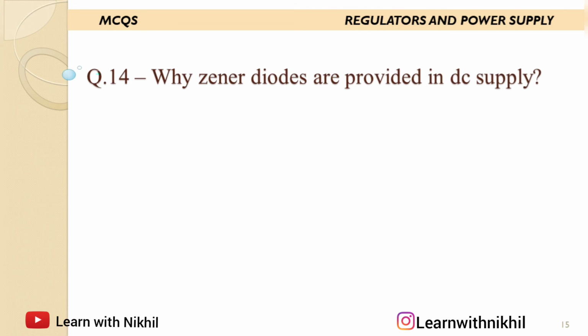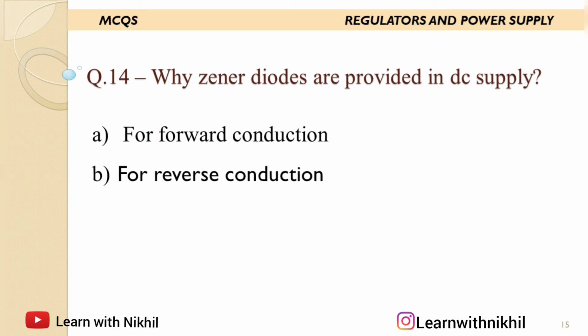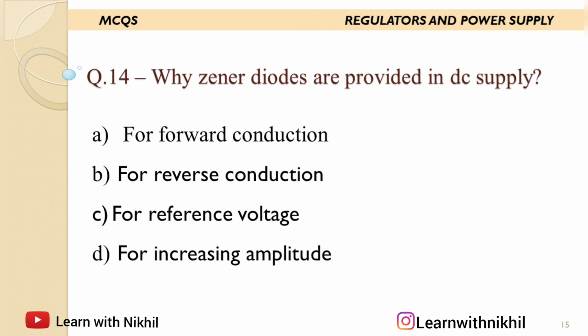Next question. Why Zener diodes are provided in DC supply? A. For forward conduction, B. For reverse conduction, C. For reference voltage, or D. For increasing amplitude. So Zener diodes are provided in DC supply for reference voltage. So as you know, if you are using a 5.1 volts of Zener diode, so the output will be restricted to 5 volts. If you are using 9 volts of Zener diode, then the output is restricted to 9 volts. So Zener diode is used as a reference voltage.